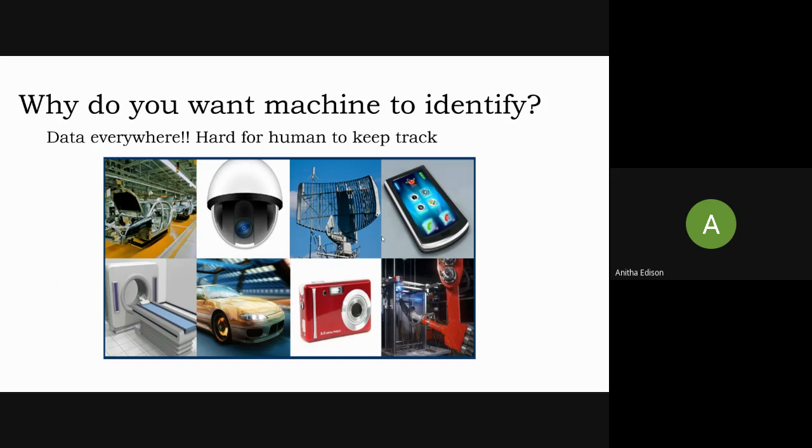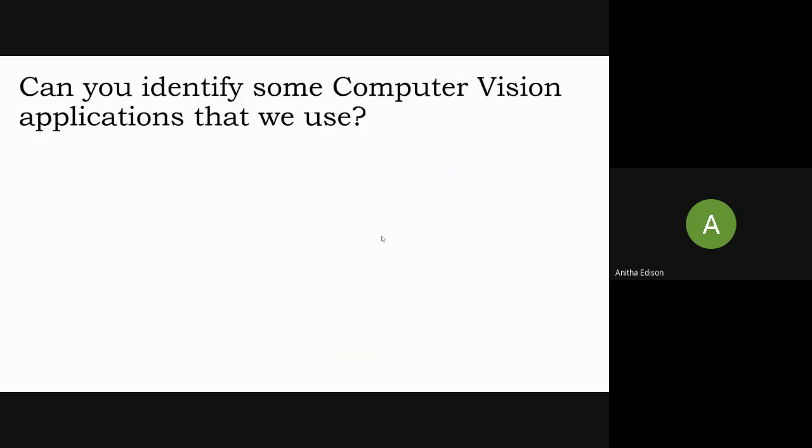So, why do you want machines to identify in the first place? Because there is a lot of data, and it is hard for humans to keep track of it. There are a lot of surveillance cameras, even in Trivandrum city in and around, and it is hard for humans to keep track of what is happening in each camera. And there is a lot of social media, with a lot of images, videos, and other data generated. So it is hard to keep track, and it is better if machines can identify.